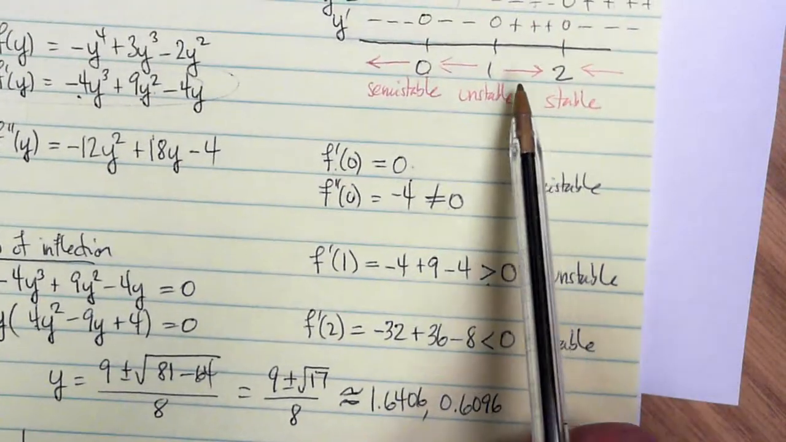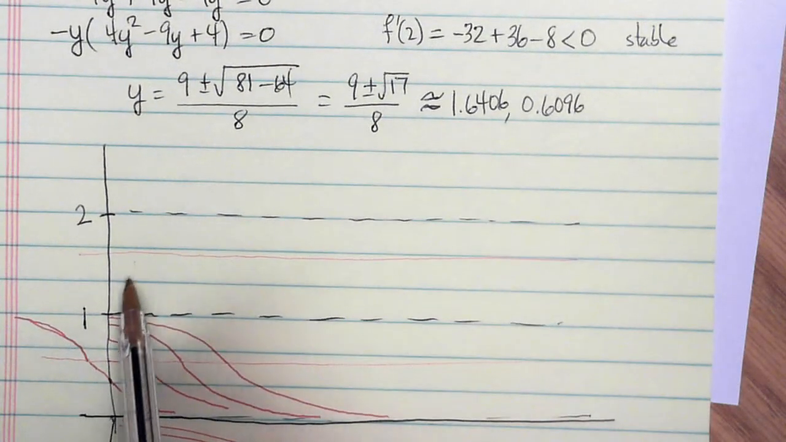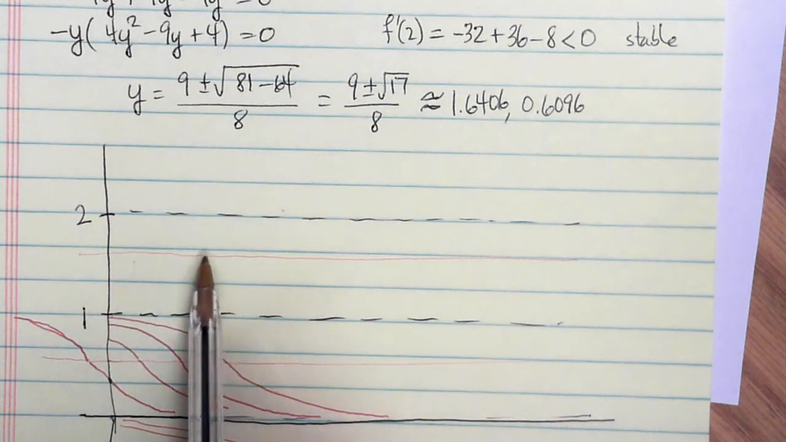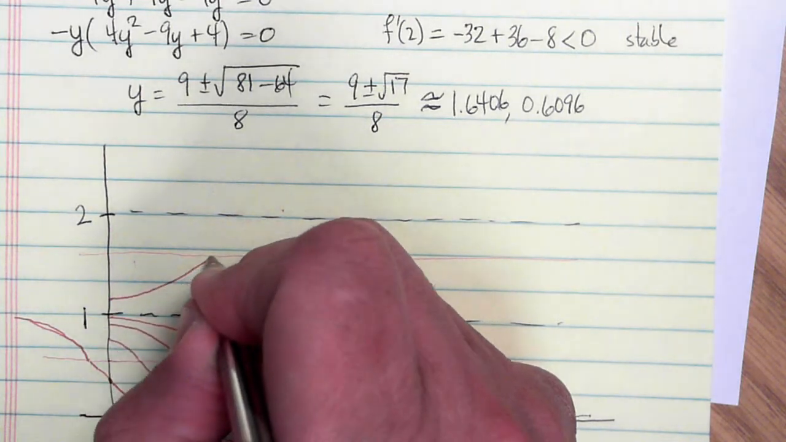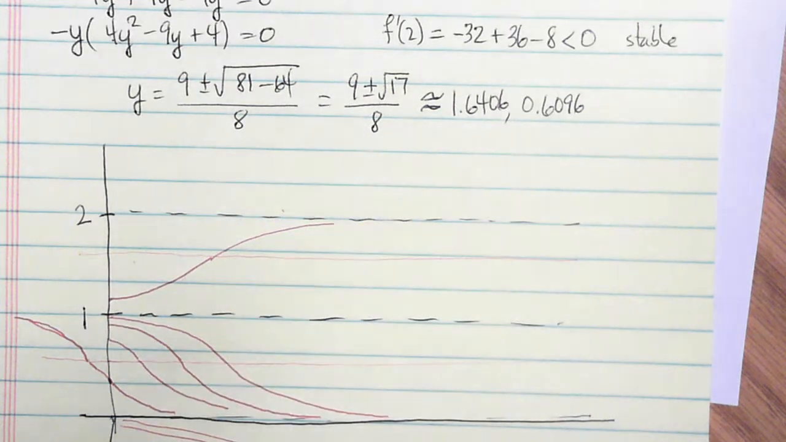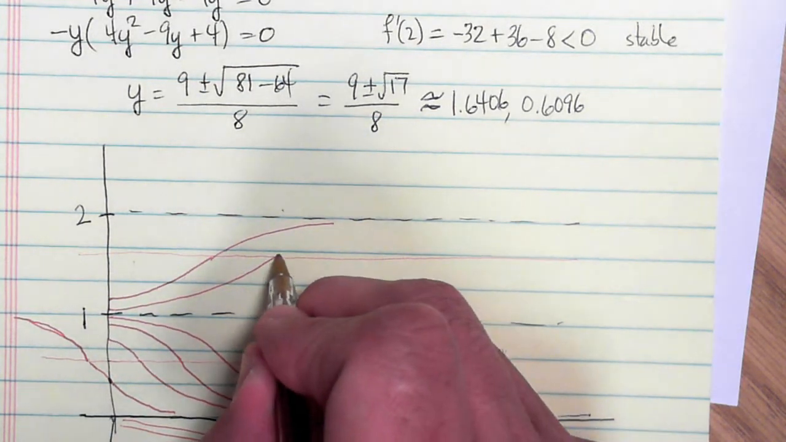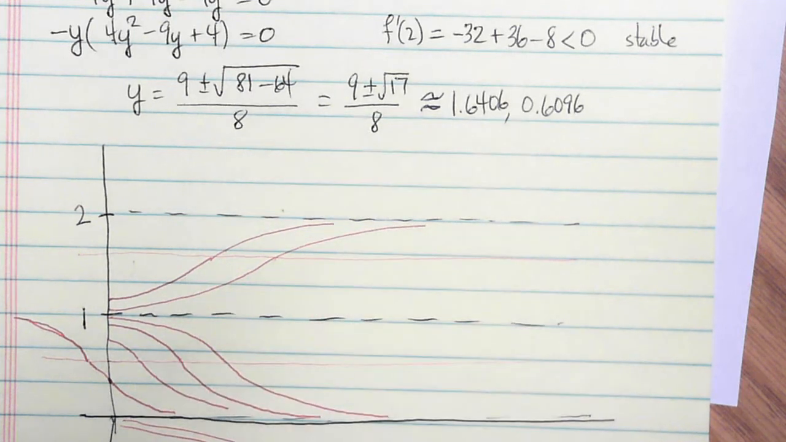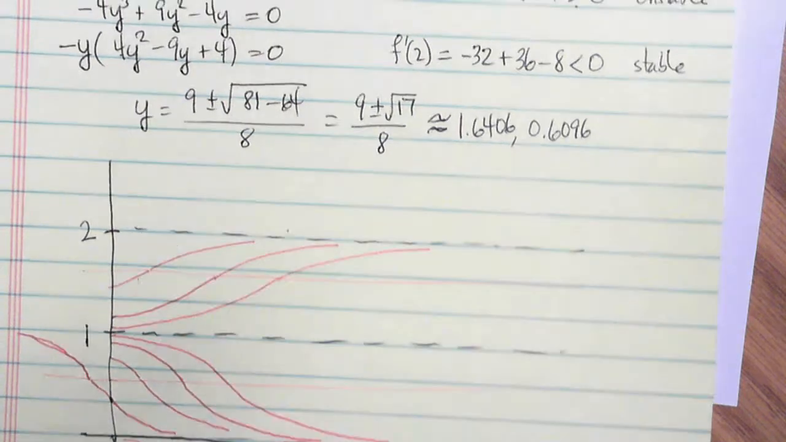Between 1 and 2, it's increasing from 1 toward 2, and it changes concavity at this line. So it increases toward 2, changes concavity here, and then it's concave down as it gets closer to 2. Increases, gets to this point, changes the concavity as it gets closer to 2. And so we get these pretty good curves like this.